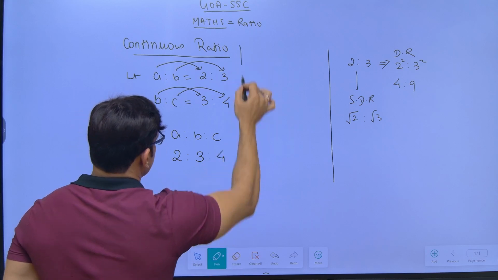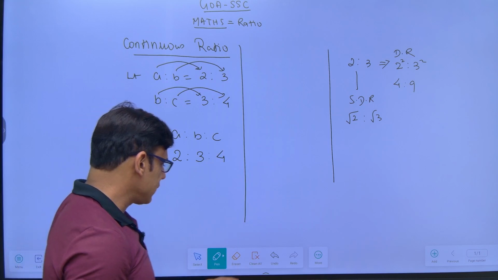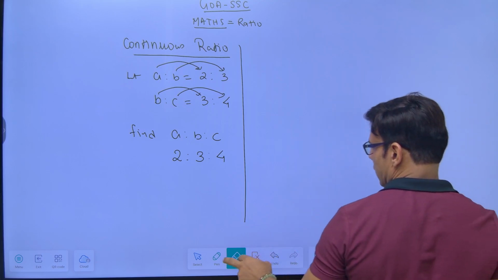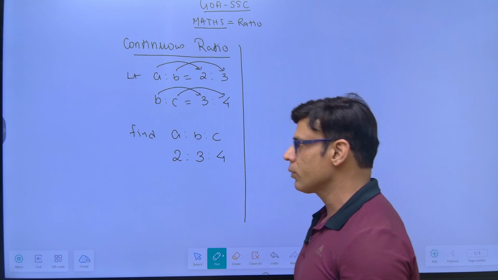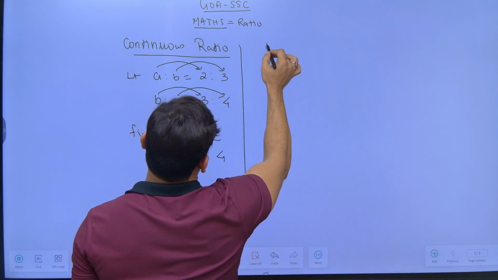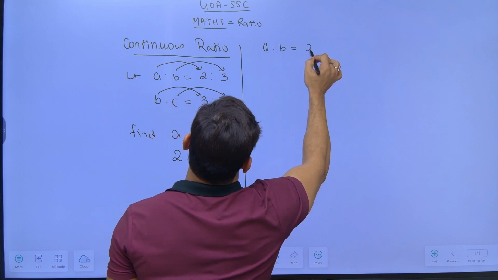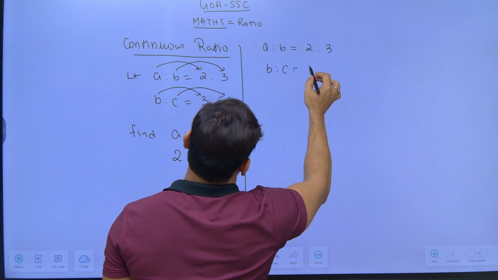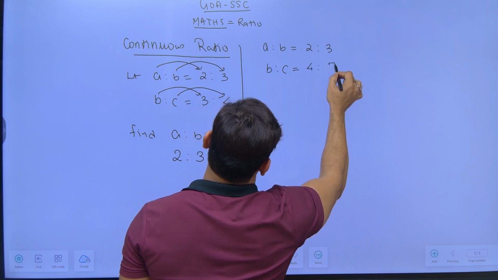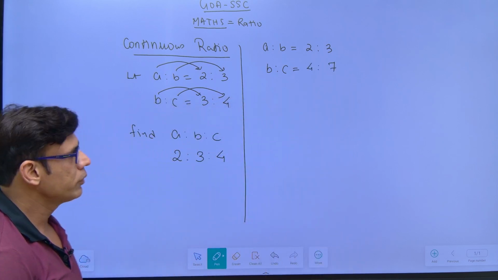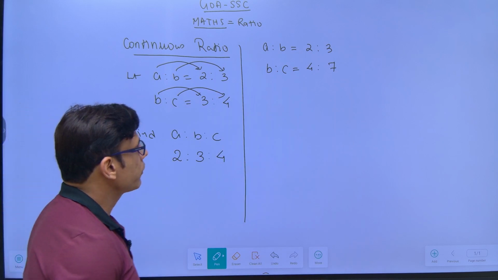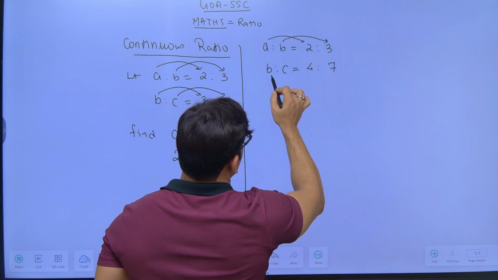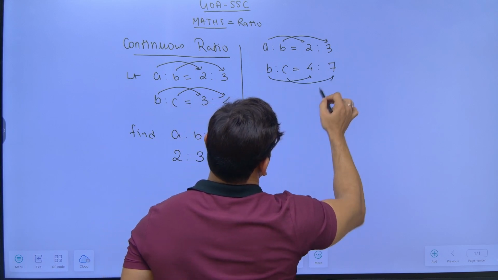Now, of course, they're not going to ask you this easy question. So what type of question can they ask you, and how to approach that problem, let's try to understand. So if it is given that A is to B is, let's say, 2 is to 3. Now this is another question. And let's say B is to C is given as 4 is to 7. Now in the first ratio A is 2 and B is 3, but in the second ratio B is 4 and C is 7.